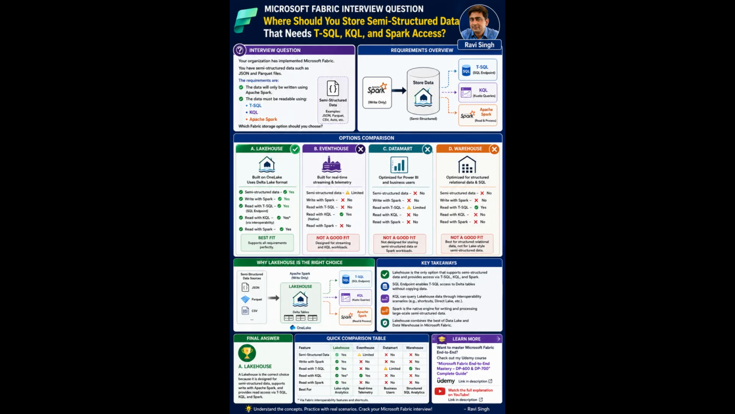Okay, so here is the summary. If the question is asked why Lakehouse is the best choice for your semi-structured data, Lakehouse is the ideal storage option because it is built for semi-structured data stored in Delta format. It supports native Apache Spark write, and provides SQL access through the SQL endpoint. It combines data lake flexibility with warehouse-style analytics, making it a perfect storage layer for modern Fabric data engineering needs.